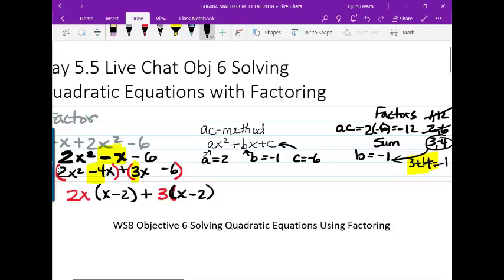And what should happen if we've done all of our steps correctly up to this point is you should see that we've created 2 big terms here with a factor of x minus 2 in common. So now we can factor out that x minus 2, and then what's left behind in the first term is 2x, and in the second term is 3. And if you FOILed this out, FOIL meaning multiply it out, first times first, outer times outer, inner times inner, last times last, you would end up with the trinomial that you started with.